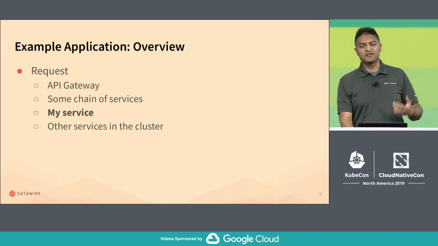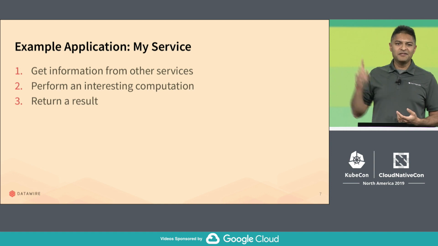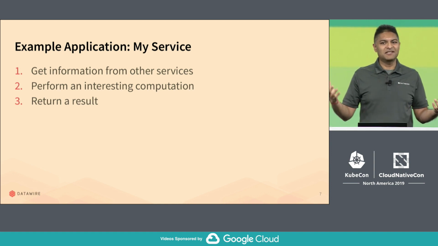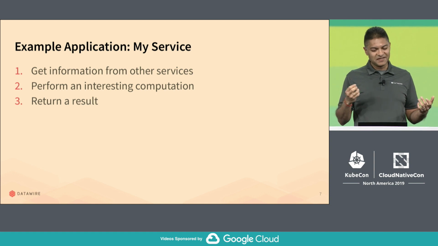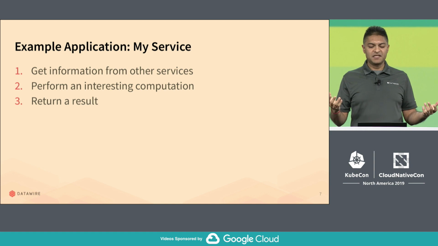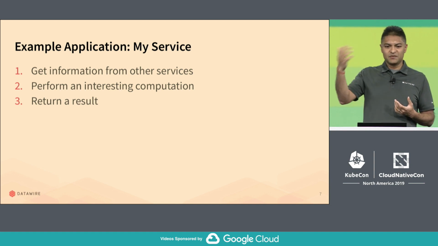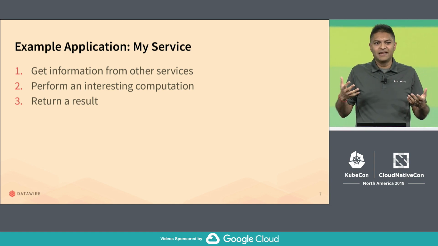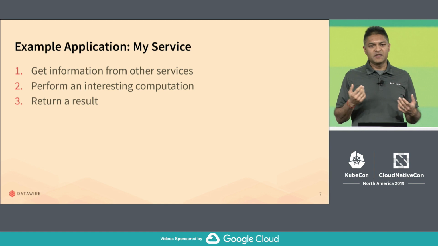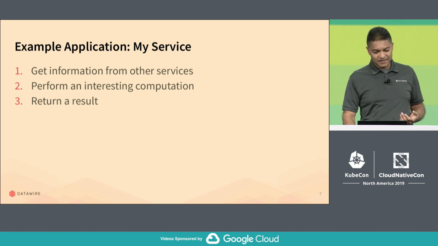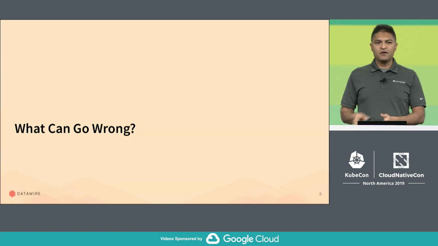A request has come into our service, and our service is probably going to need information from other services in the cluster, so it's going to call out to other things there. Let's zoom into our service and see what's going on. Yeah, I know the slide says my service, but I'm sharing this debugging process with all of you, so it's going to be our service, okay? So we have to get information from other services in the cluster, and then we have to perform the interesting computation. Whatever it is we're doing, whatever the reason is that someone would call our service, we have to do that. And then finally, we return the result. So that's the shape of a typical service in your typical Kubernetes application, okay? Let's think about what can go wrong.